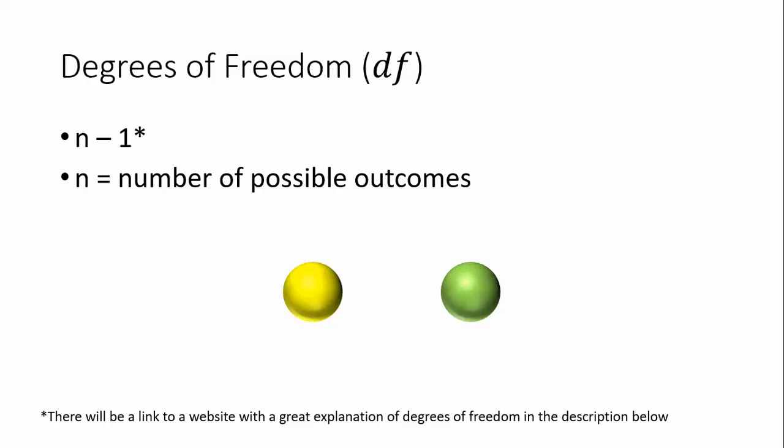So let's say we're doing an experiment with peas. And the peas have two different colors. They can be yellow or they can be green. Well, my degrees of freedom is going to be my number of possible outcomes. So how many possible options do I have, minus 1. So in this case with these peas, my degrees of freedom is going to be n minus 1. It's going to be 2 because I have two possibilities. You can be green or you can be yellow, minus 1. So I have 1 degree of freedom.